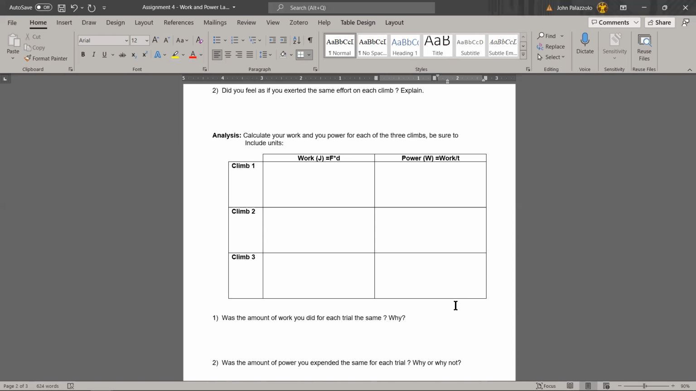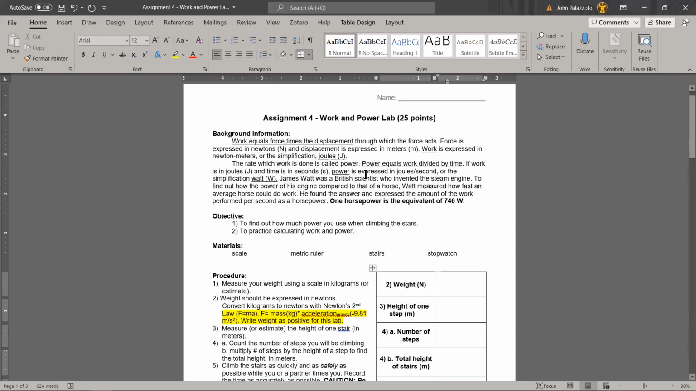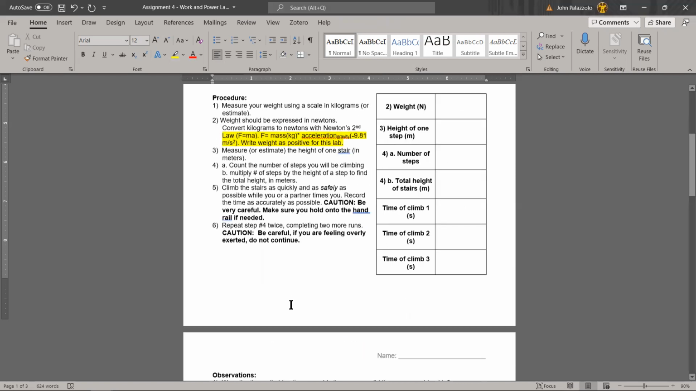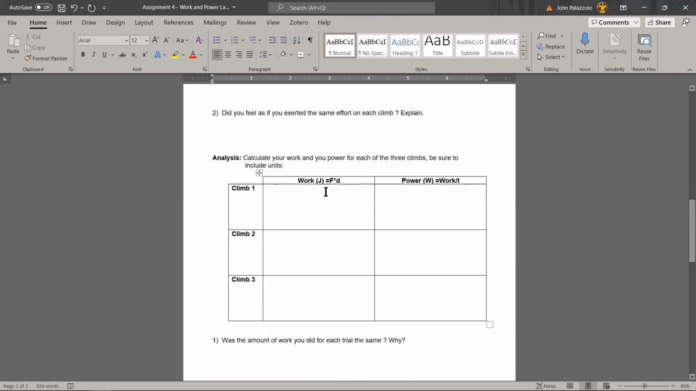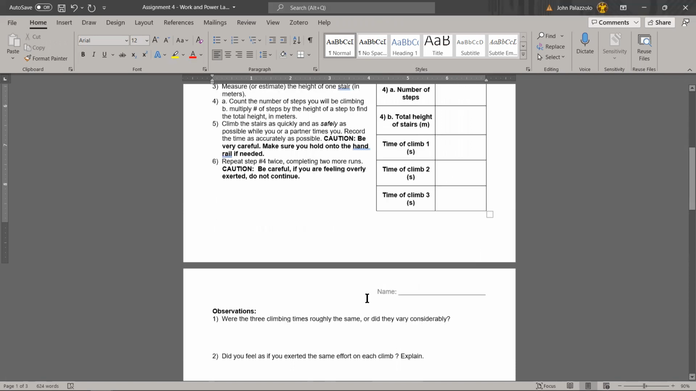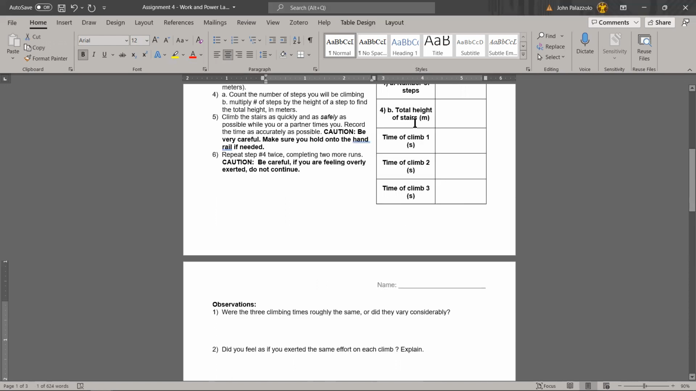But you're going to calculate the work and power for each of your 3 attempts. The conversion is somewhere in here, but work is force times distance. You already calculated your force here, and weight is a force, and your displacement, I said distance, I meant displacement. And that is the height of your staircase, okay?